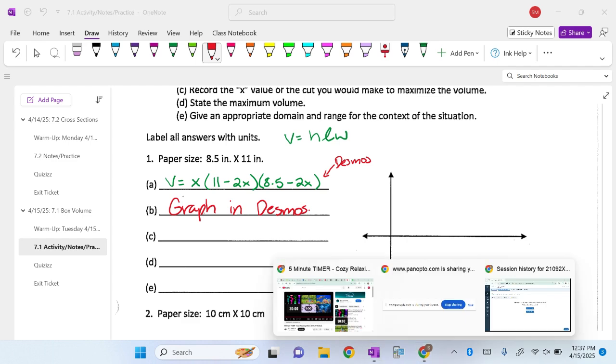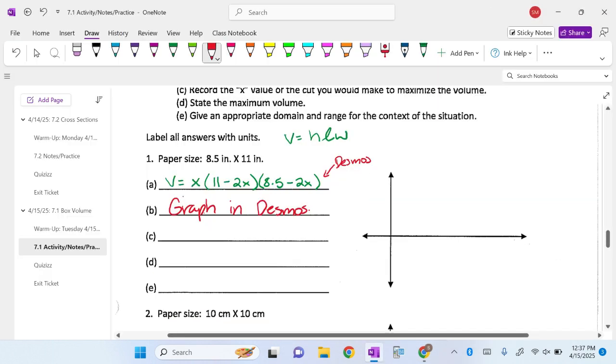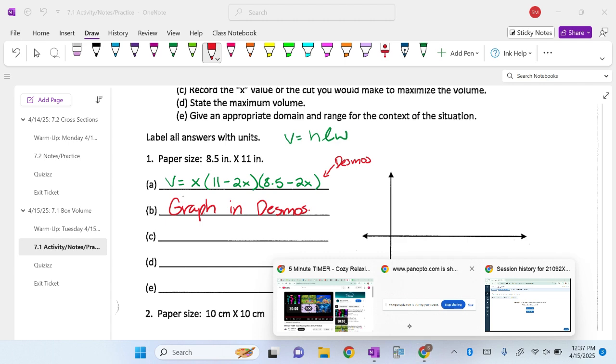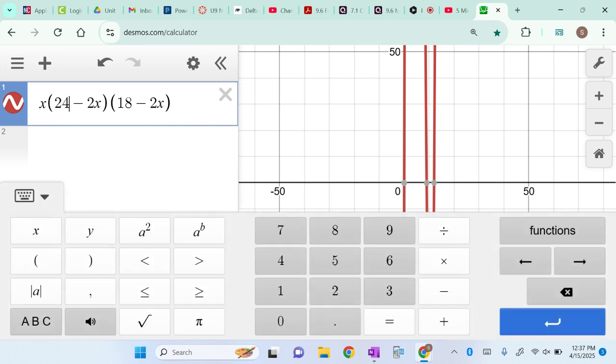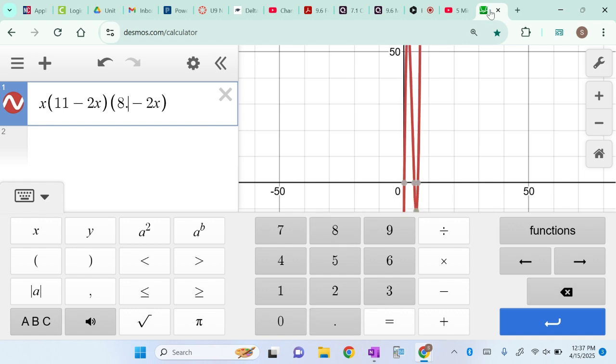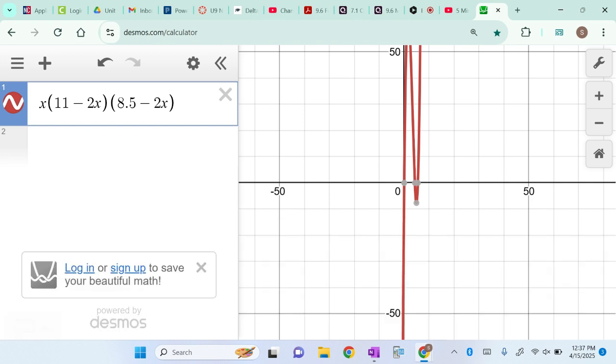So in Desmos, we essentially already have it set up. We just got to switch out the numbers. So in Desmos, I have 11 minus 2x times 8.5 minus 2x times x. If you already had the first one typed in, all you got to do is switch the numbers out.